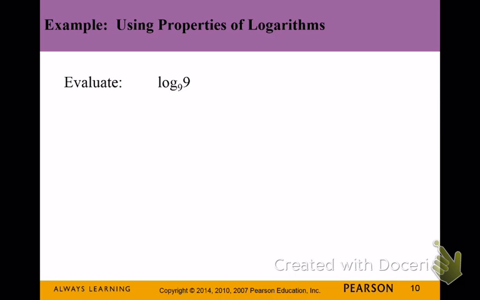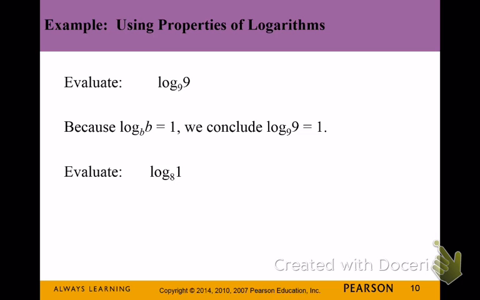So look at this one. Shout it out. What is log base 9 of 9? 1. Good. Whenever you have log base something of the same number, it equals 1. And then what about log base 8 of 1? 0. Anytime you're taking a logarithm of 1, it always equals 0. It does not matter what the base is.